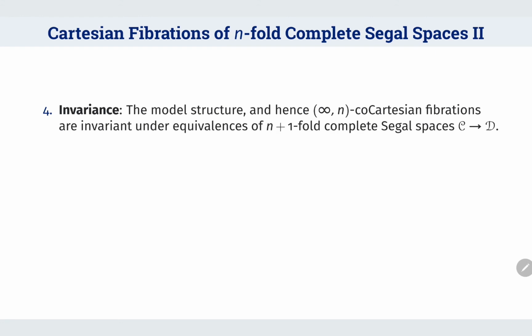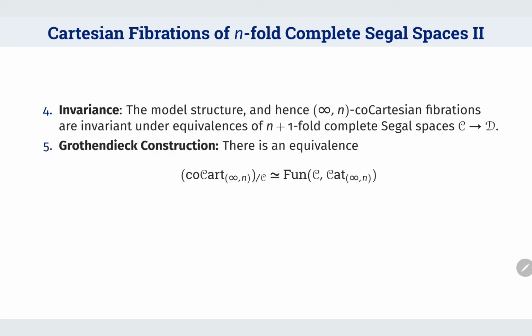Moving on to further properties of Cartesian fibrations of n-fold complete Segal spaces, one important property is invariance, which tells us that whenever we have an equivalence of n+1 fold complete Segal spaces, we get an equivalence of the corresponding model structures, which in particular gives us a correspondence between their infinity n coCartesian fibrations.